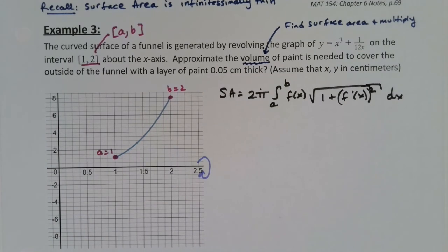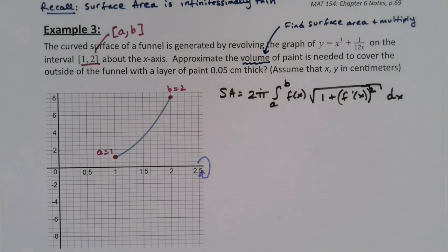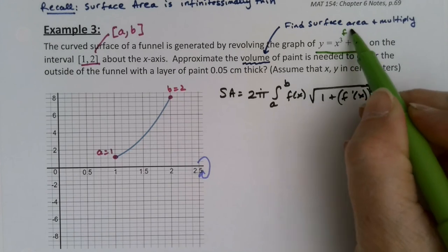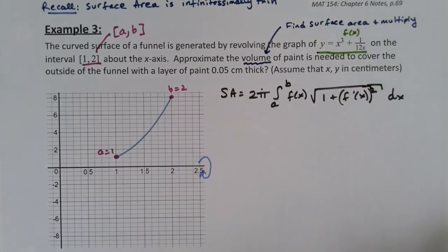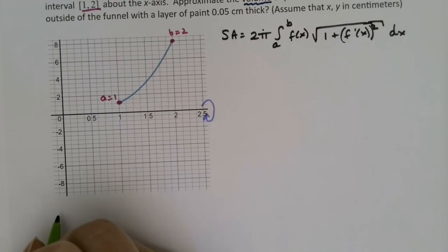Okay, so let's think here. I need to find f of x and I need f prime of x. But f of x was given to us. f of x is right here. No problem there. So if f of x is that, then what's f prime of x?